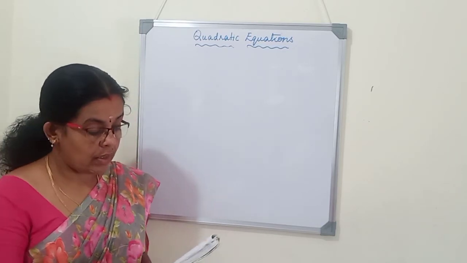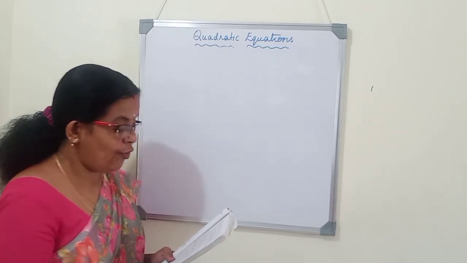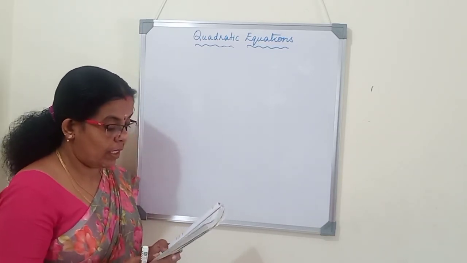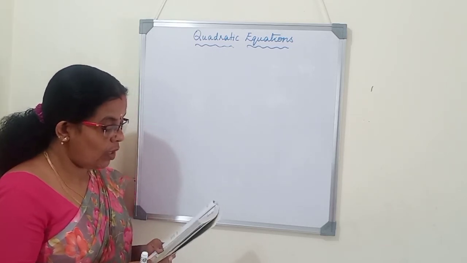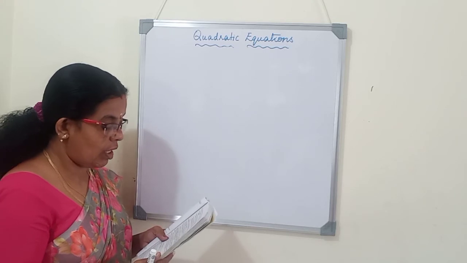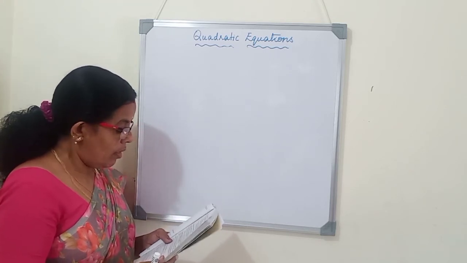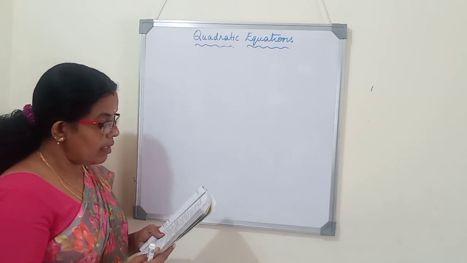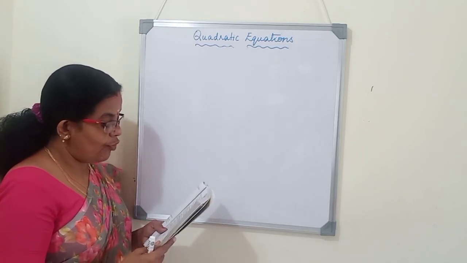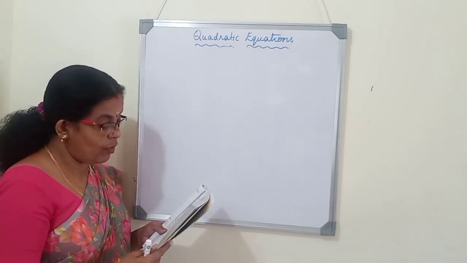Fourth question. A train travels a distance of 480 km at a uniform speed. If the speed had been 8 km per hour less, then it would have taken 3 hours more to cover the same distance. Now, how will we write this in the form of a quadratic equation? A train travels a distance of 480 km at a uniform speed.